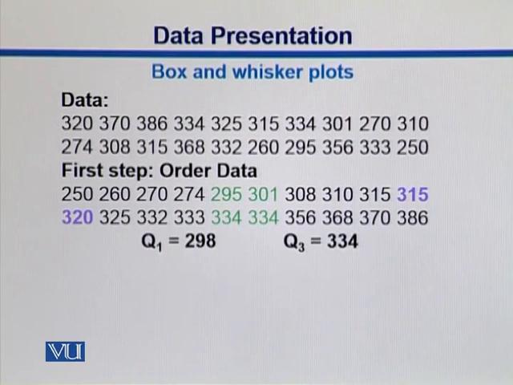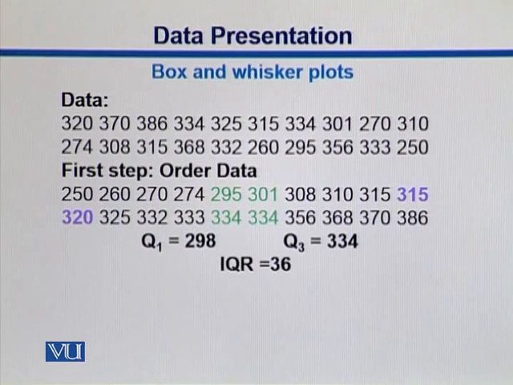How can we get Q3? Our data is split into two halves, so we can take the first half, which again has 10 values. If we want the first quartile, the lower 25%, that is the median of the first half, and Q3 is the median of the second half. So Q1 is the average between 295 and 301, which is 298, and Q3 is the average between 334 and 334, which is again 334.